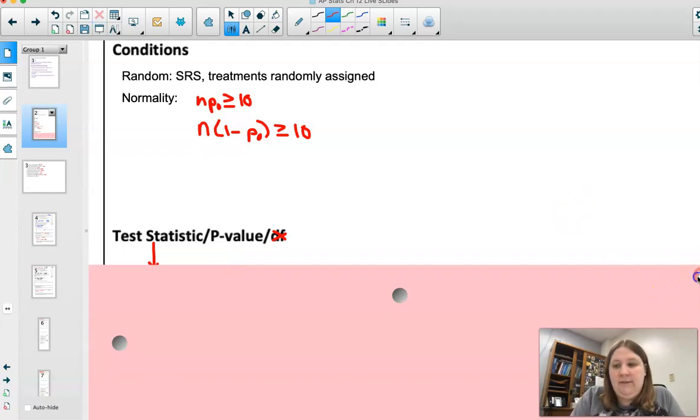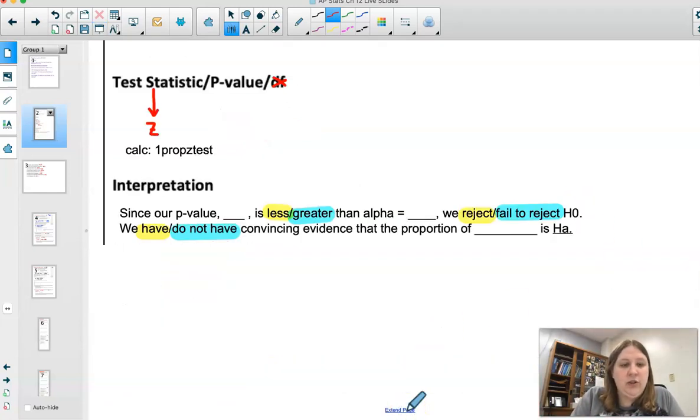The last thing I have then is the interpretation or conclusion. I used yellow for the scenario where our p-value is less than our alpha, and blue for the scenario where it's greater. So if it's less than, here you would write your p-value in, alpha equals whatever it is for that problem. We reject H0. We have convincing evidence that the proportion of whatever you're measuring is, and you talk about what Ha is. And then in blue, it talks about what you do if it's greater than. Use whichever applies to your scenario based on what your p-value and alpha are.